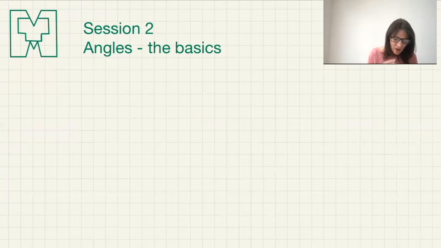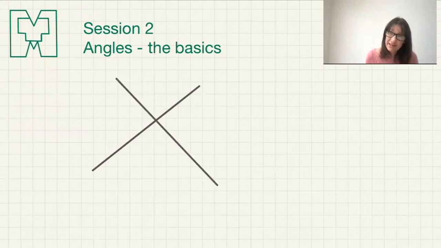So let's start off with vertically opposite. Now, vertically opposite lines are straight, so I've got one straight line, and then I have a second straight line that crosses it, and it creates 1, 2, 3, 4 angles.